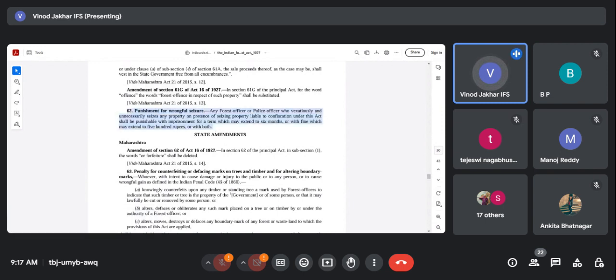So even if you are asked in an interview, like forest officers are misusing their powers and harassing people, and you give the previous answer and you get a counter question, are you not harassing the people, then you can say that sir, there is a section 62 that has a provision of punishment for wrongful seizure. So if I make a wrongful seizure, I may be given a punishment of imprisonment for 6 months or a fine of 500 rupees. So this provision is there to prevent any misuse of the provisions.